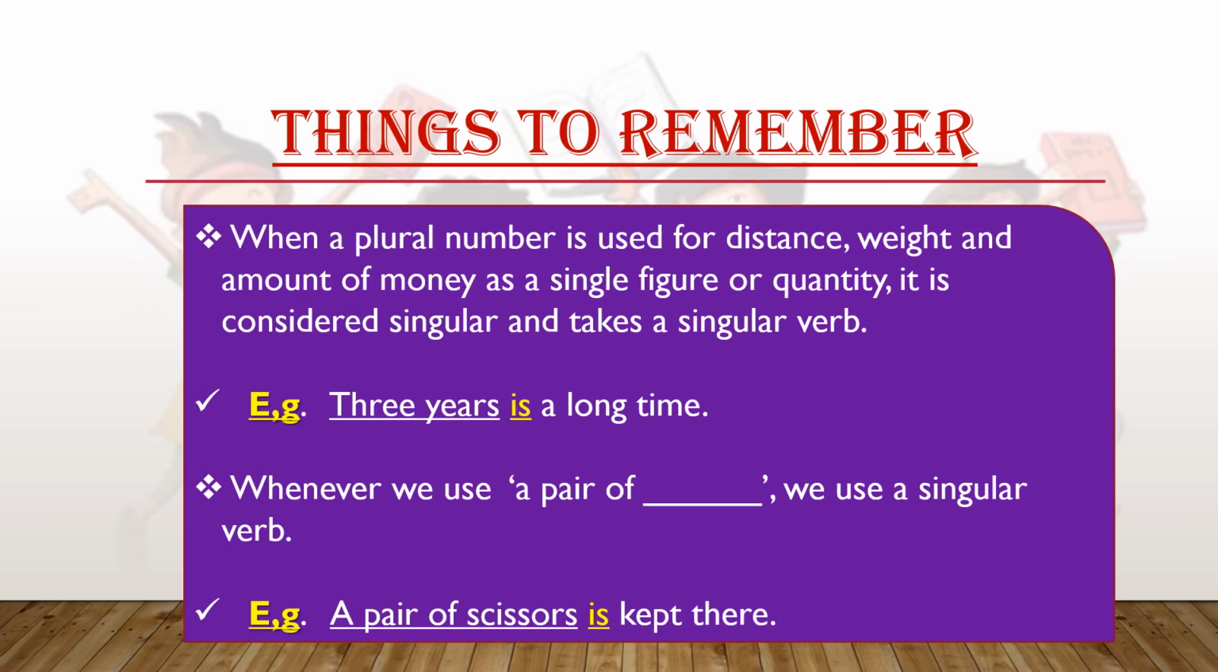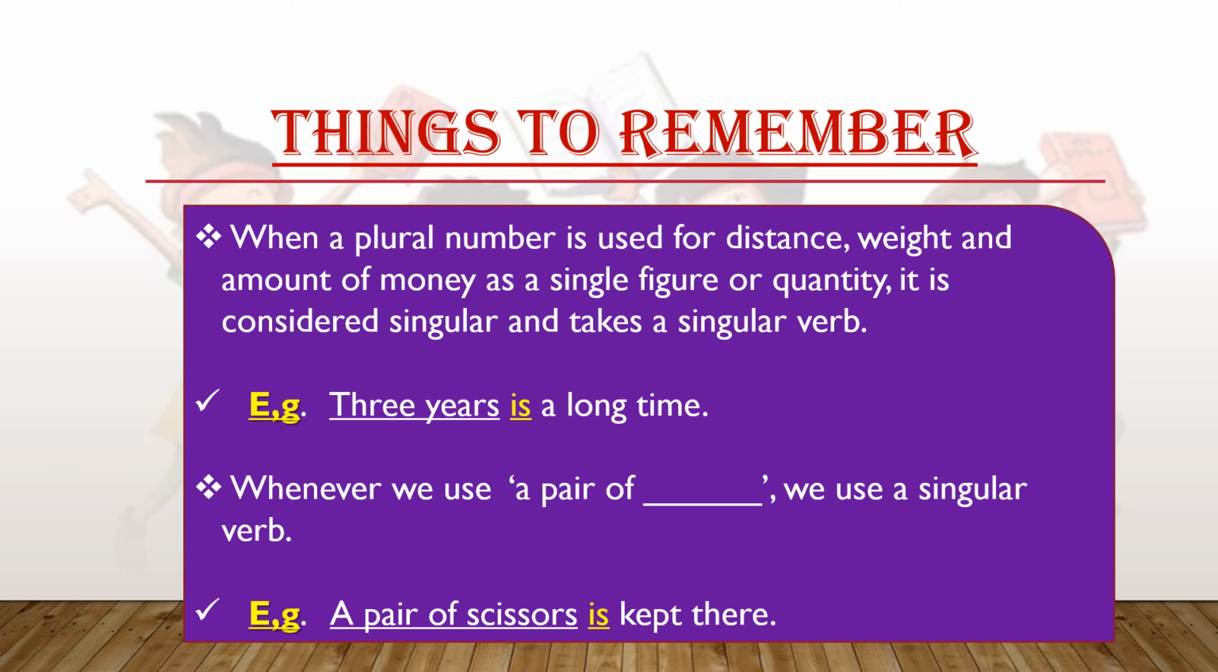When a plural number is used for distance, weight, and amount of money as a single figure or quantity, it is considered singular. And since it is singular, it takes a singular verb. What do we mean by plural number? Plural number means more than one. That's 2, 3, 4, 5, 6. All these numbers are what? They're plurals. Whenever we use these numbers to talk about distance, weight, or money as a single figure.